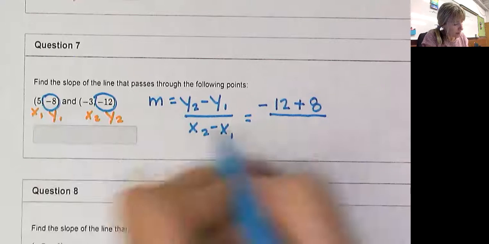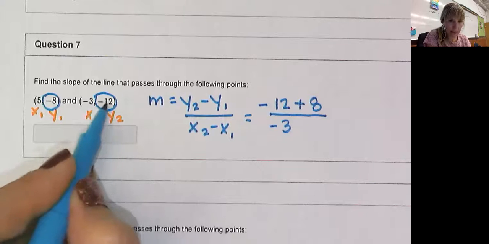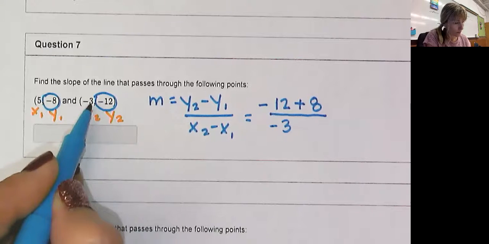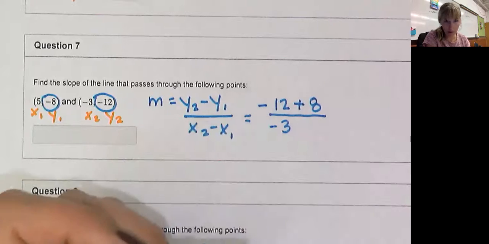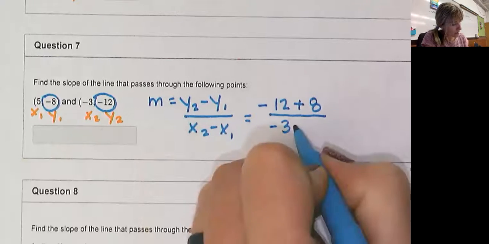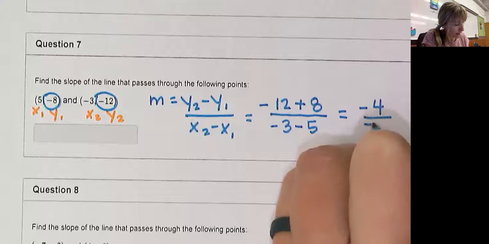The x's go on the denominator. Make sure you go in the same order. Do you see how I have -12 and 3 as the second ordered pair, and I have -12 and 3 leading in my numerator and denominator? So this one is -3 minus 5, which is -4 over -8.